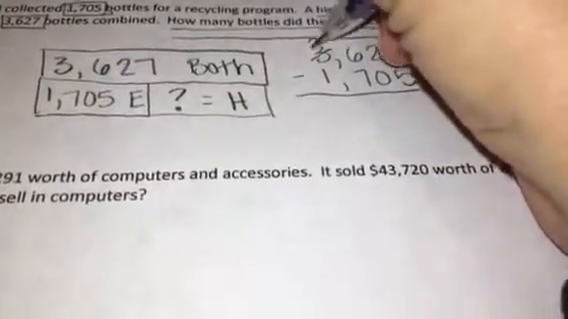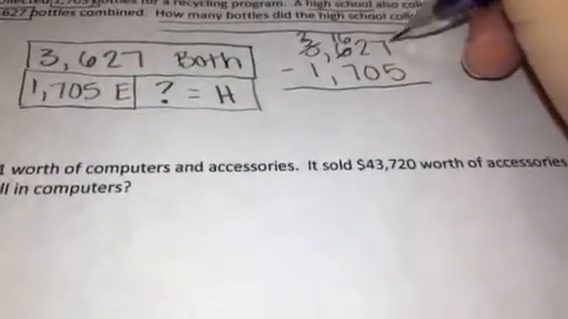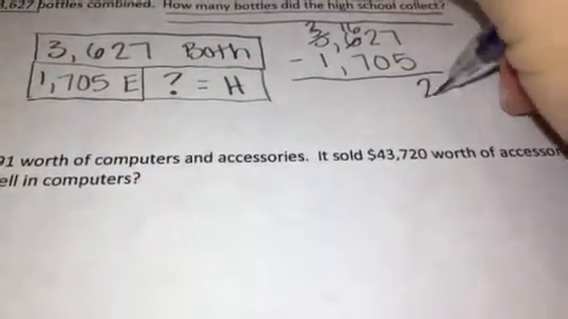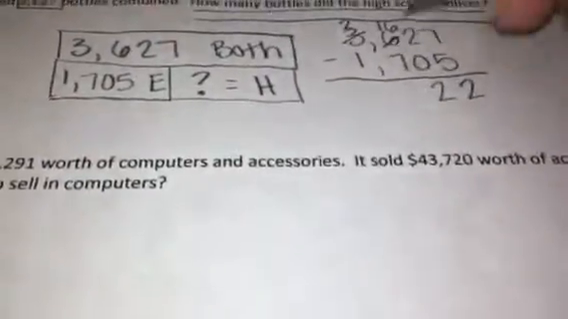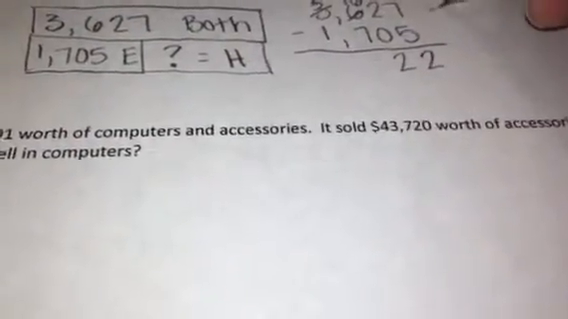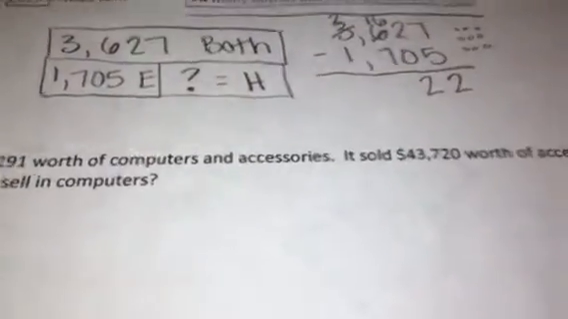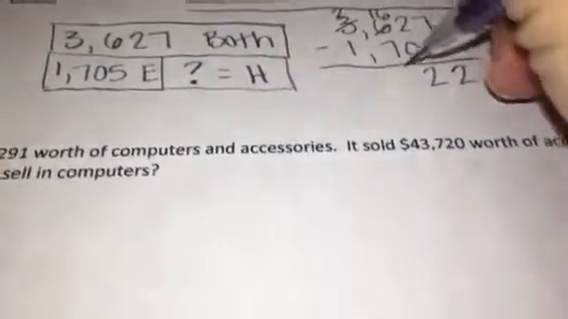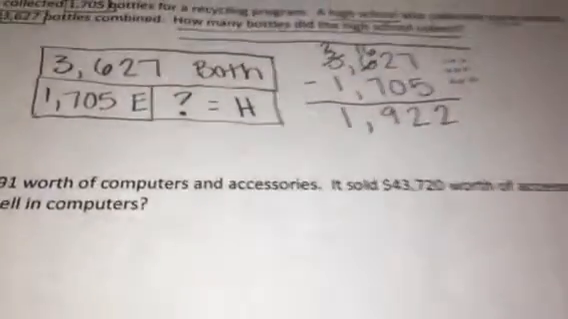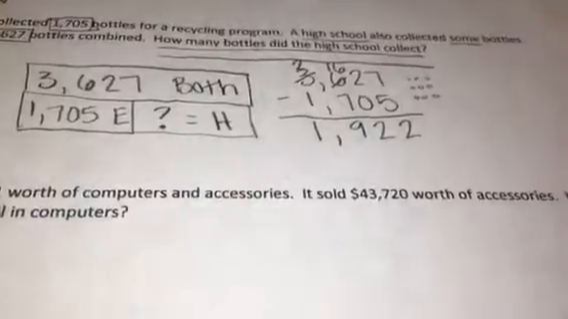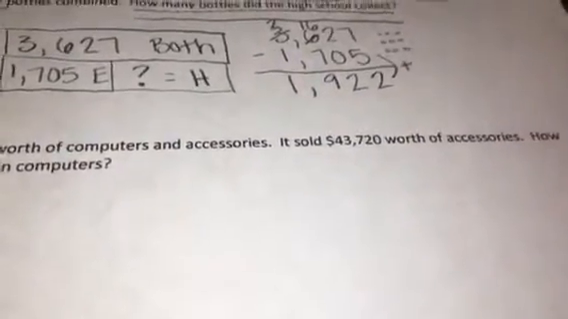Our 3 becomes a 2. Our 6 becomes 16. So 7 minus 5 is 2. 2 minus 0 is 2. 7, 8, 9, 10, 11, 12, 13, 14, 15, 16. So that is equal to 9. And then 2 minus 1 is 1. So our answer is 1,922. Remember, you can check this by adding these two together.